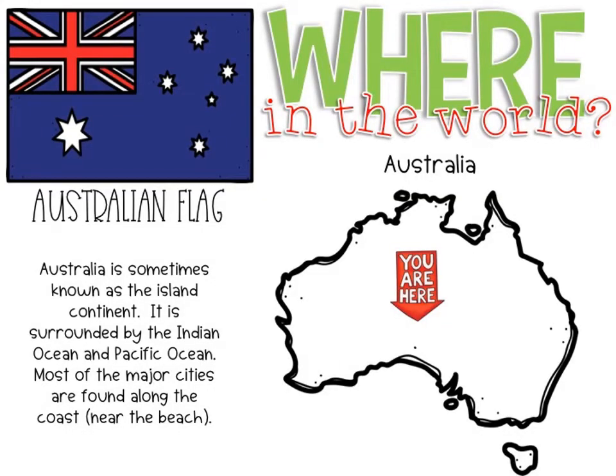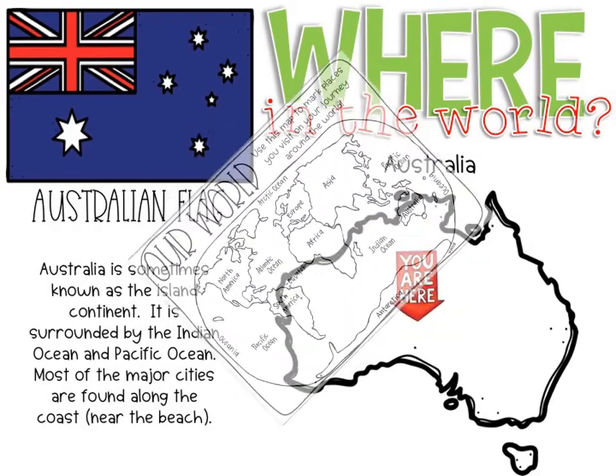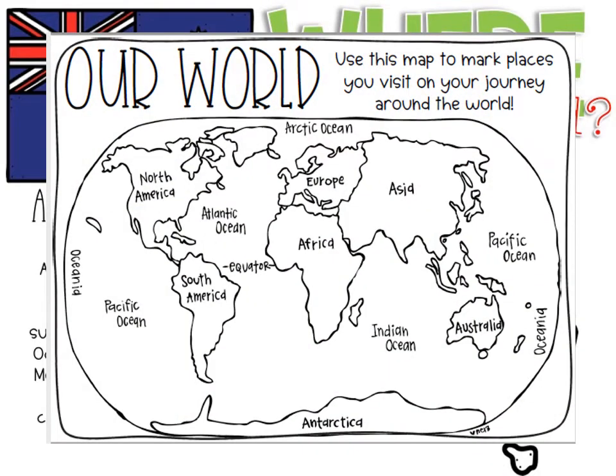All right, let's talk about where in the world we are with Australia. You can see there that we have the continent of Australia. You are here. So you just landed in Sydney, Australia. But where is this in the world? Look at your map that's right on the back of the cover of your Christmas scrapbook. It looks like this. Our world.